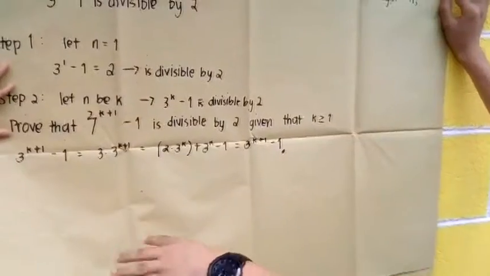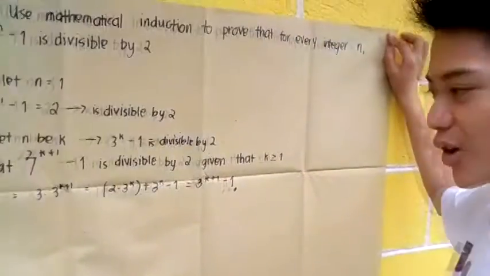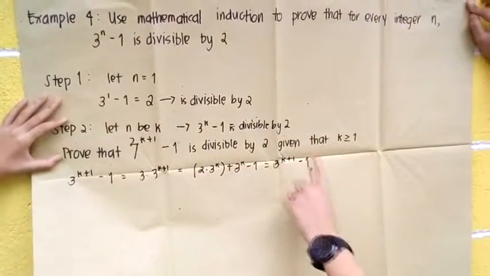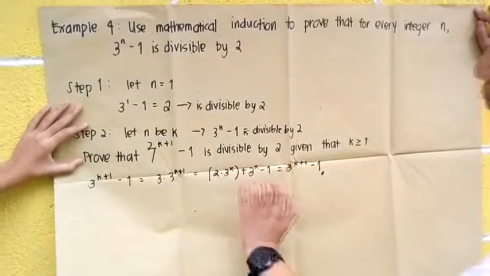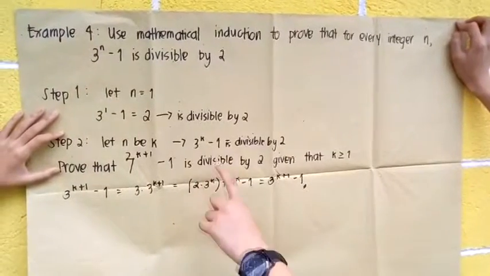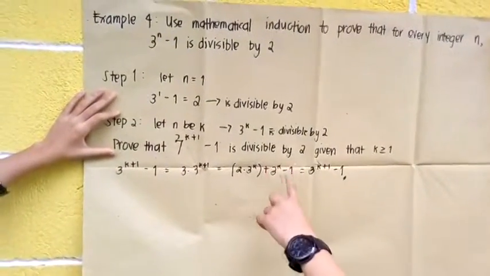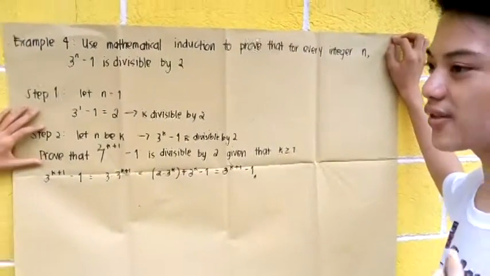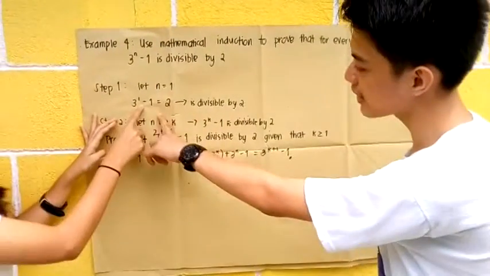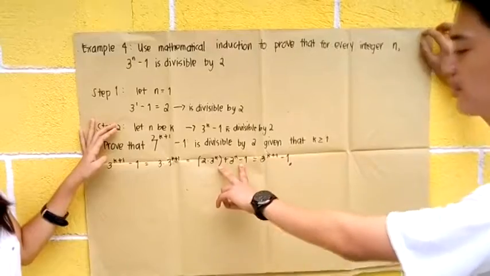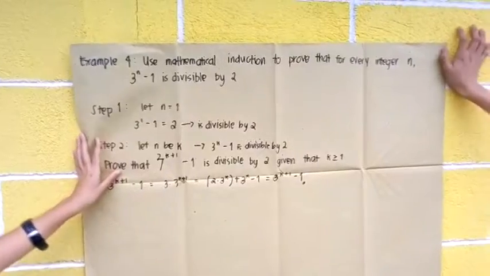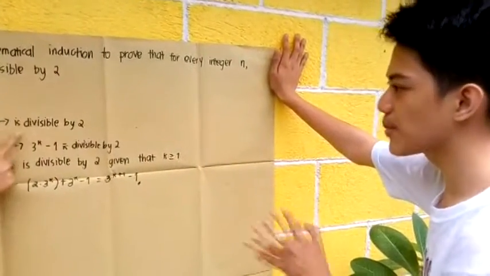So, we have here the same as what we have done a while ago. 2 times 3 raised to k plus 3 raised to k minus 1. This is proven to be divisible by 2 since it is multiplied by 2, just like what we said in the first hypothesis. Then 3 raised to k minus 1 is proven here. So, the sum of them, 3 raised to k plus 1 minus 1, is proven to be divisible by 2.